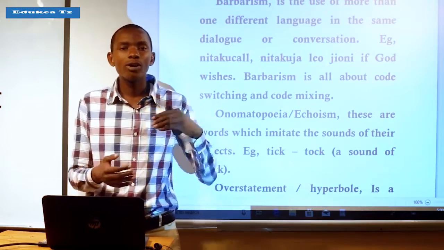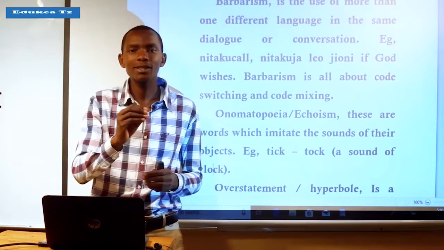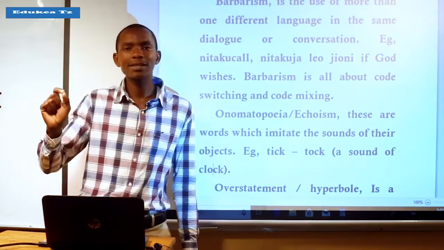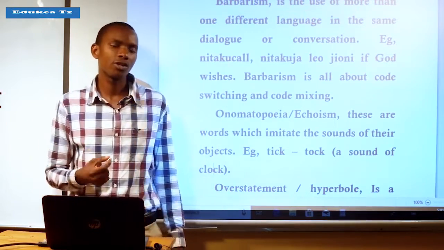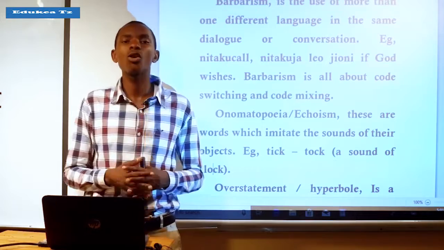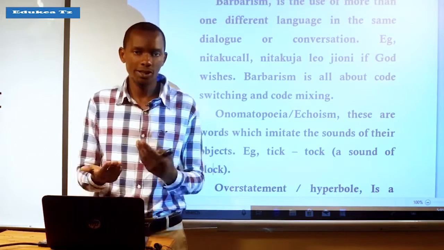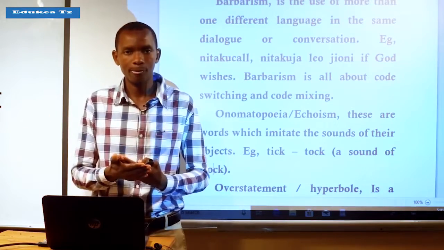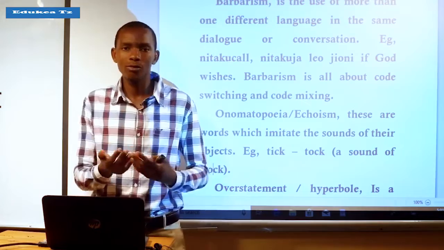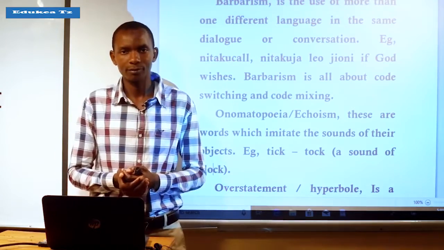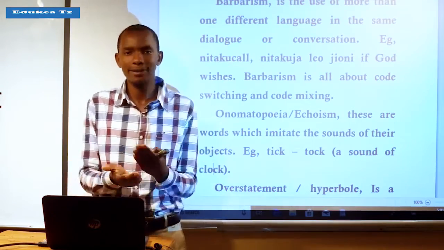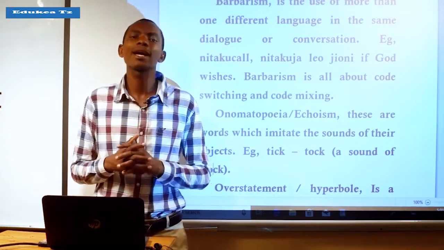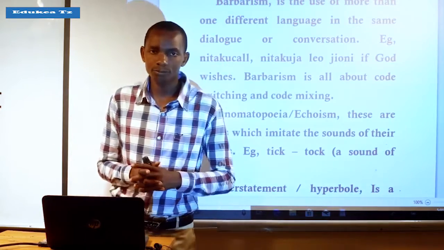Also, he or she may use one sentence in one language, and another sentence in another language. So the issue we are talking about here is called code mixing and code switching. When you combine or use more than one language, so we may use two languages in our communication or in our conversation of certain characters, we have to know that that is barbarism.